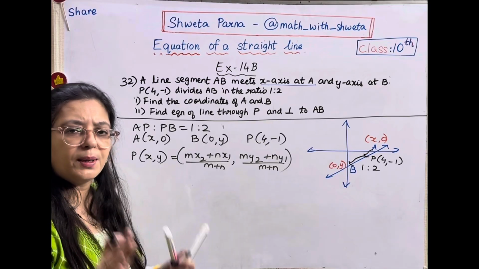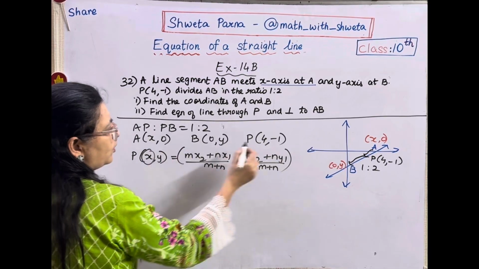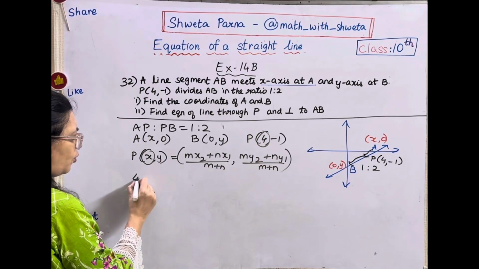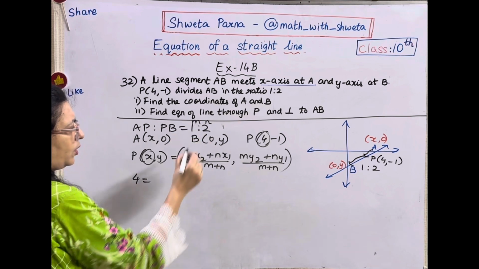The concepts would be mixed, so you have to be thorough with all the concepts. Now the value of P, which is 4, is already given. So 4 is equal to m. This ratio is m:n.